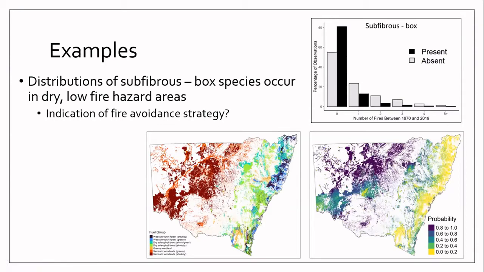Subfibrous box species are also rough barked and occurred most strongly in places where fires were not present at all. And they also occur, this is a prediction map, most frequently in the really dry regions of the state where there was low fire frequency. And it may indicate a fire avoidance strategy, but I also suspect, because rough bark can protect against all kinds of temperature fluctuation damage, it may be heat stress that it's protecting against, because these are also very hot environments.